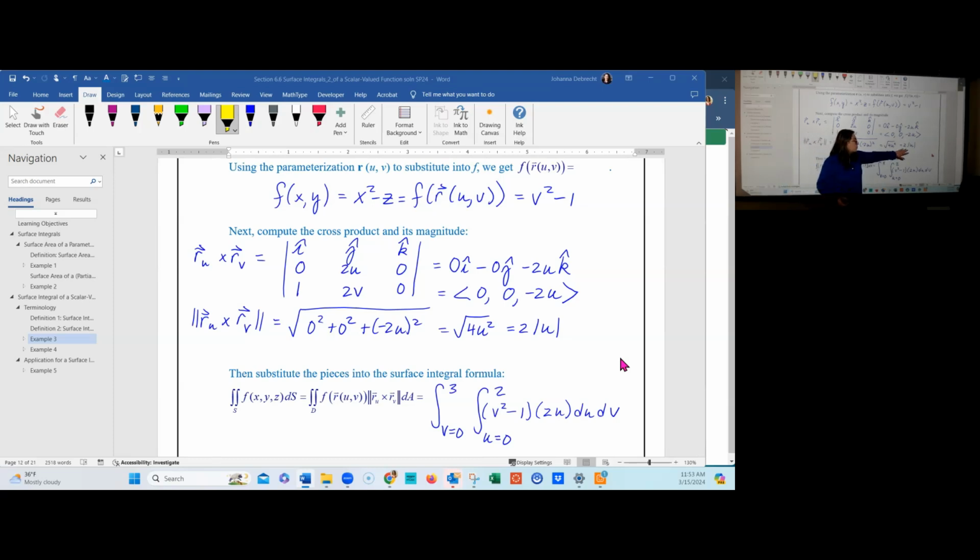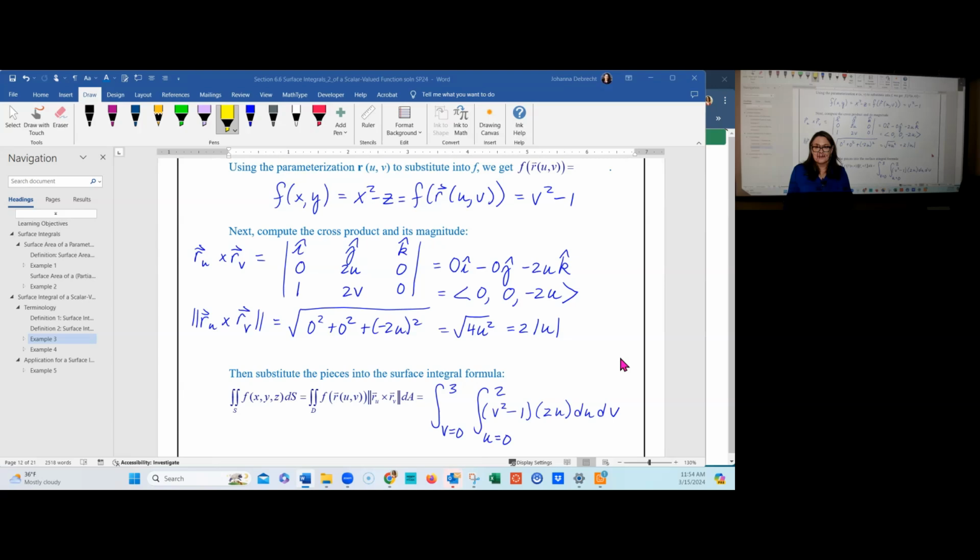Now you may wonder what happened to the absolute values. u varies from 0 to 2, so it's always non-negative, so we can drop the absolute values. Go ahead and pause the video to do the integration, and then turn the video back on, and we'll compare our results.